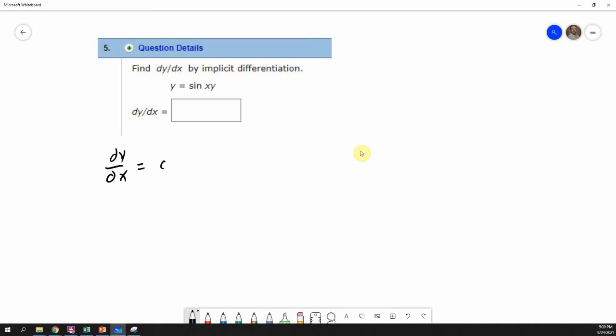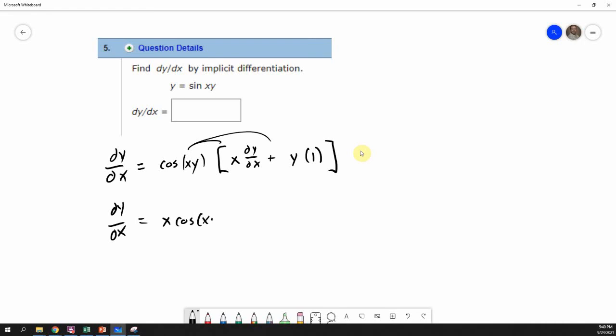The derivative of sine is cosine xy. And then we have to take the derivative of xy. Now that is a product: first times the derivative of the second plus second times the derivative of the first. All right, so in this case, we need to go ahead and distribute. So we're going to have dy dx equals x cosine xy dy dx plus cosine xy.